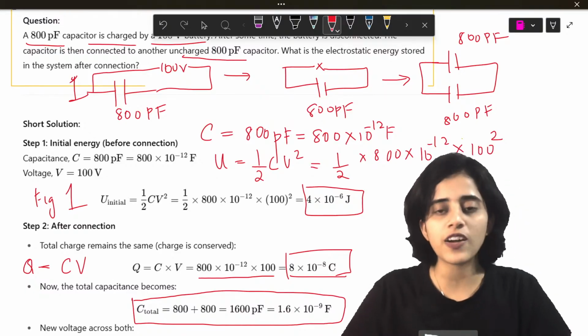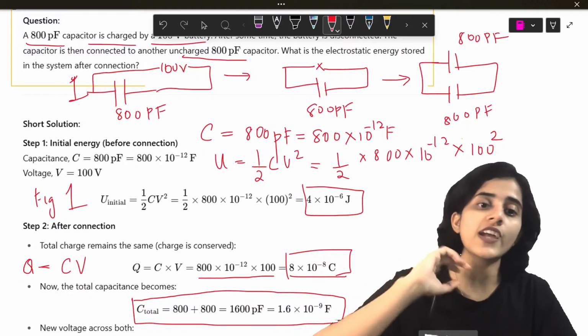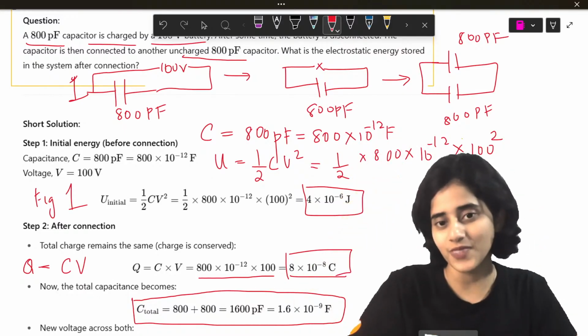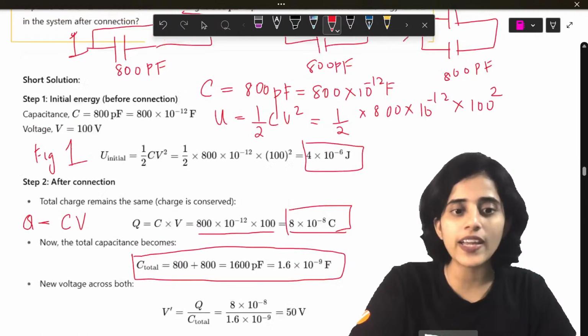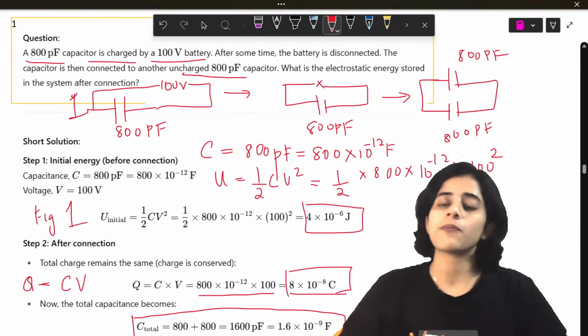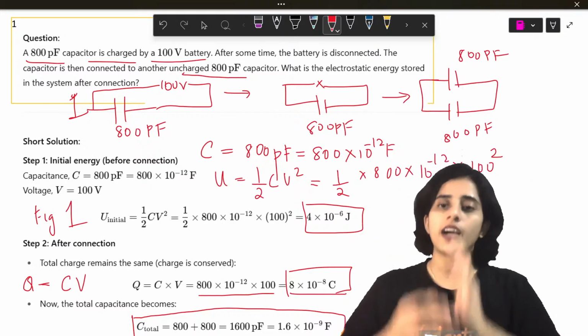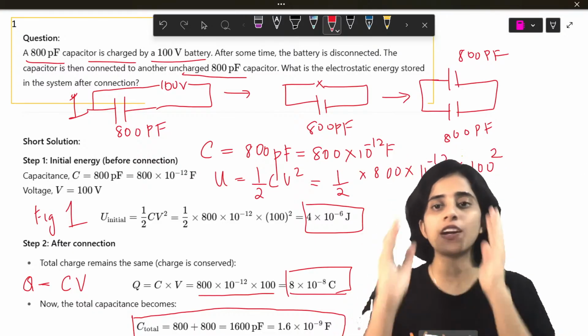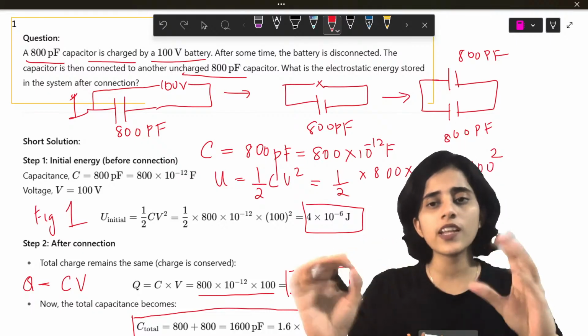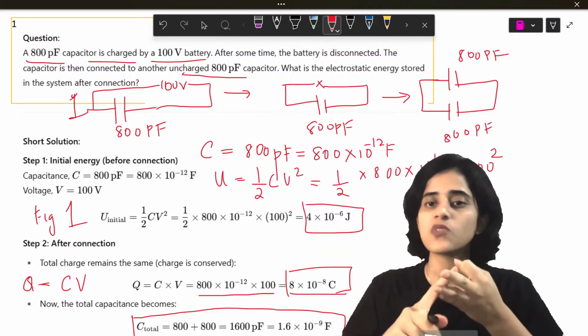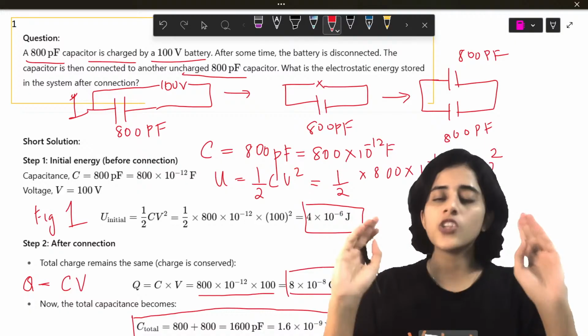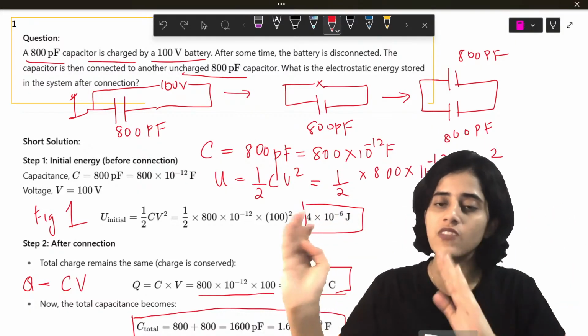Now, I have to find out the voltage across both. Why do I have to find out the voltage across both? Because my task is to find out the energy in the last figure. I have 2 capacitors, and I have to find out the total energy. The only formula relating energy, capacitance and voltage that I know is U is equal to half CV square.